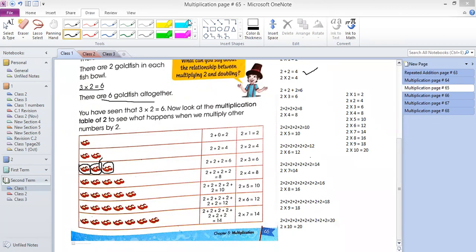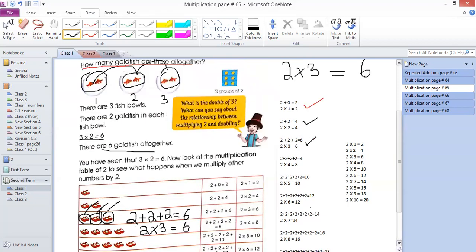2 fishes. Very good. So there are 3 groups and in each group there are 2 fishes. So either you can add 2 plus 2, this 2 plus this 2 and plus this 2, or you can simply multiply 2 because there are 2 fishes in each group and such 3 groups are there. In both ways, you will find the answer that there are 6 fishes, like here.